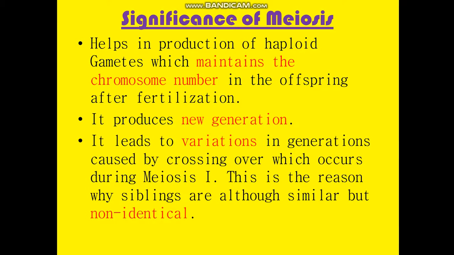The third significance, and a very important one, is that meiosis leads to variations in generations caused by crossing over, which occurs during meiosis 1. This is the reason why siblings are although similar but non-identical. See, I have told you that after the crossing over has taken place, the sister chromatids also become non-identical. This crossing over leads to variations.